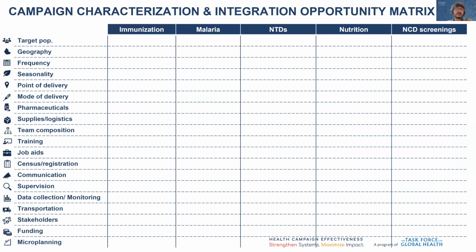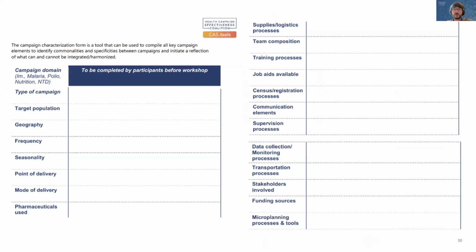And campaign components can be easily adapted to various program contexts and desired areas of integration. So what is on the CAS.tools website is a very straightforward Word format form with the list of the criteria that we have used to build this matrix. Here you see a screenshot of what that form looks like. It includes space to describe the target population, geography, frequency, point of delivery, everything that is included in the matrix.